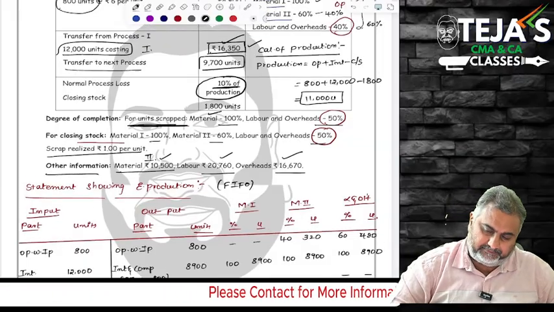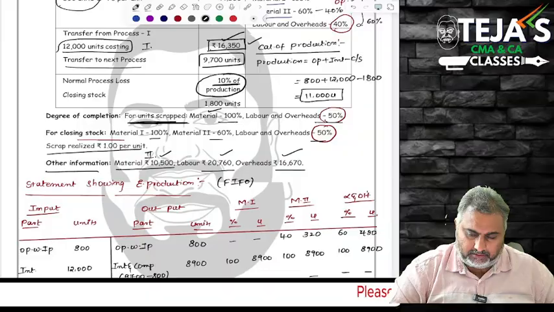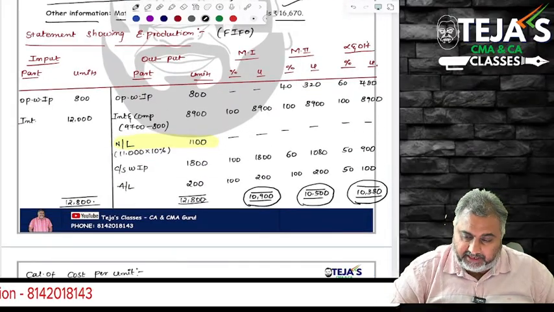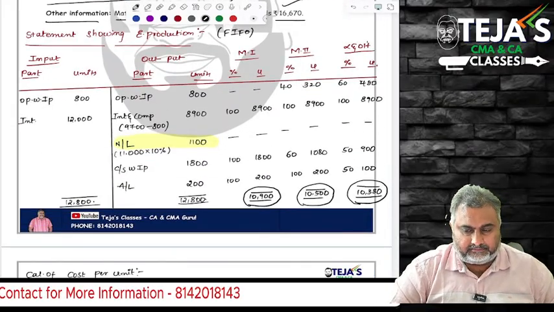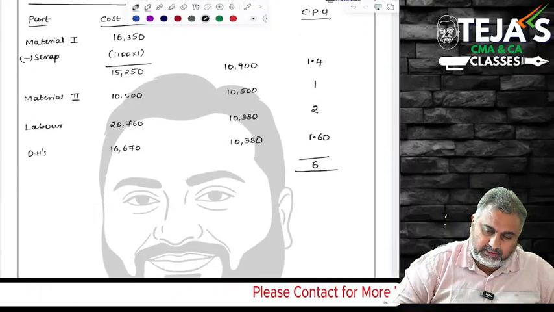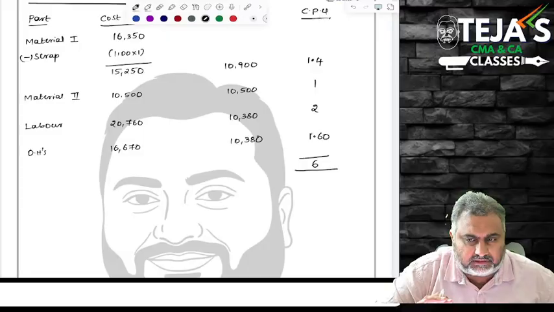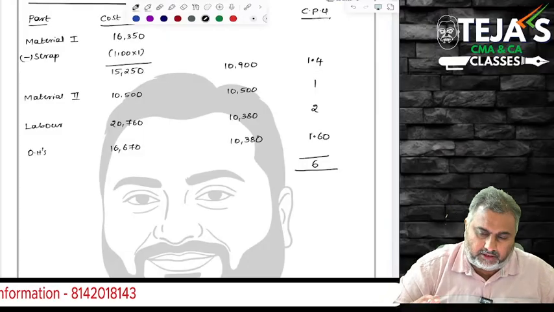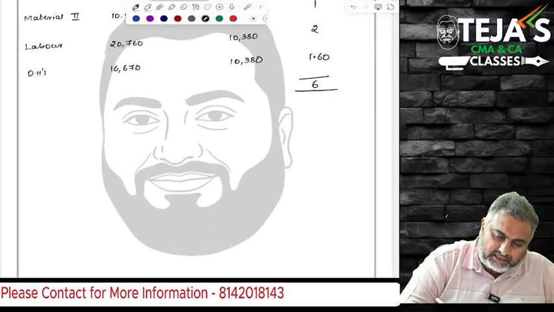Sir, equivalent units for material 2 is 10,380 or 10,320? 10,380. Yes, sir. Okay? Remaining people, cost per unit computation. Now our third statement, cost apportionment.